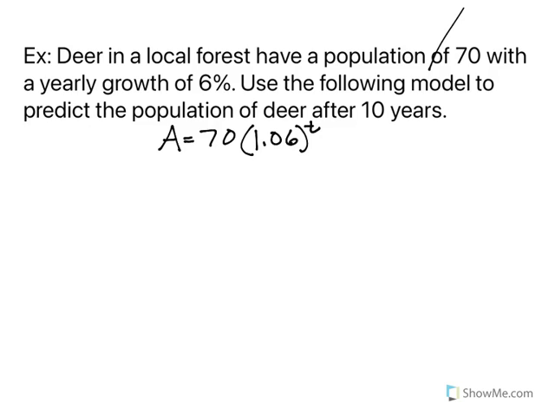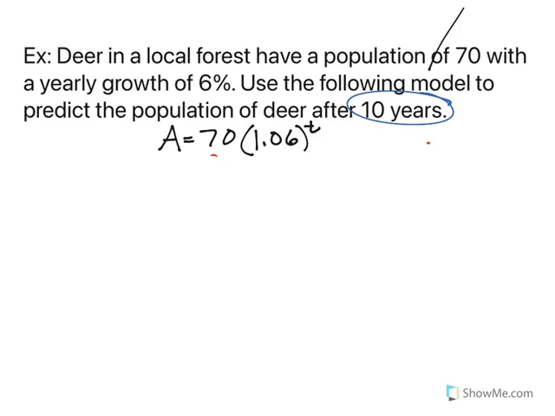The model is A equals 70 times 1.06 raised to the t. Now, just to refresh, this is our initial value. This here is our growth factor. T stands for time period, and this is our ending amount. All right, so that kind of gives you the idea of what all these pieces are. Okay, so let's go ahead and figure out what we have.